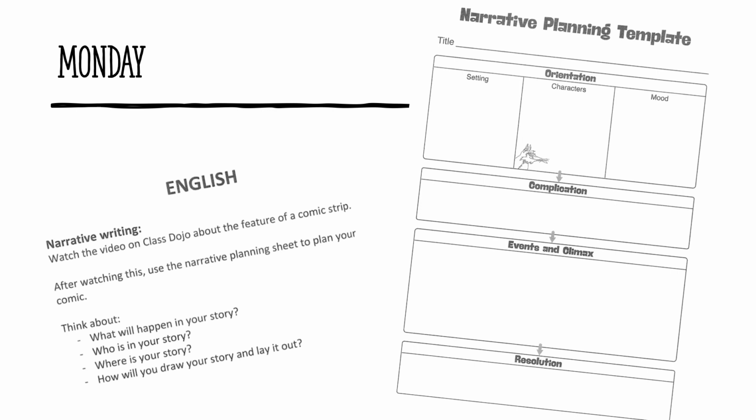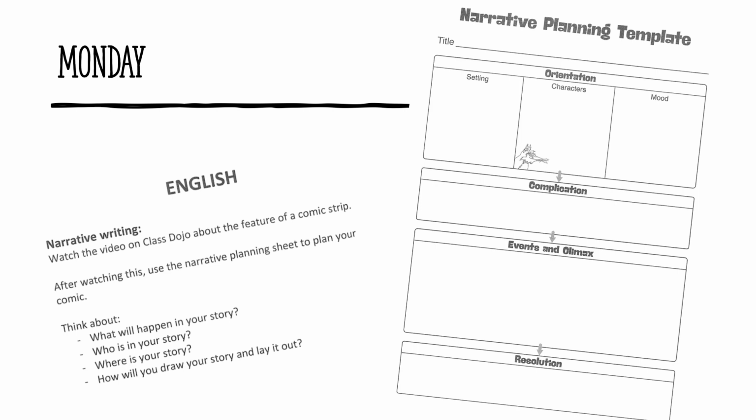Monday. So your task for yesterday was to look at your narrative writing. I had this narrative writing piece of paper that told you to watch the video in Class Dojo about the features of a comic strip. We actually did this last week in class, so there wasn't a video in Class Dojo. And then after using what we looked at that is used in comic strips, we now need to think about what's going to happen in your story.